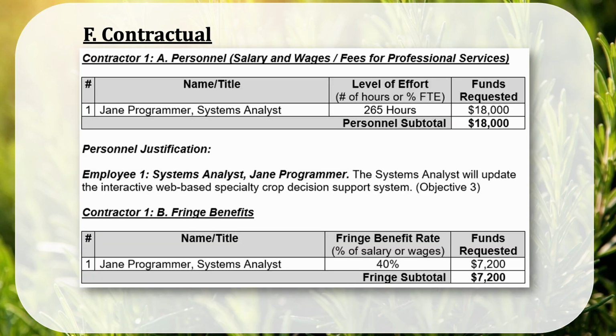This is what the breakdown should look like for a contractor using a salary and wages or fee for professional services structure. This example only shows budget categories A and B, but a breakdown should be provided for all categories where expenses are expected. If one or more cost areas are not required for a contractor, simply leave that section blank. There is one set of blank tables provided, so copy these tables for each additional contractor as needed. For a more thorough example, review the budget narrative provided in Appendix C of the grant proposal instructions.